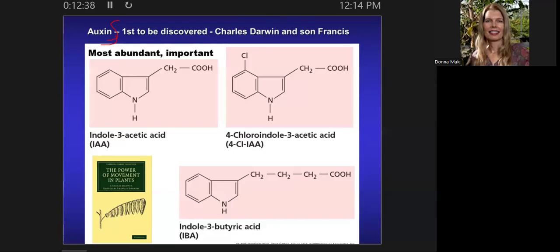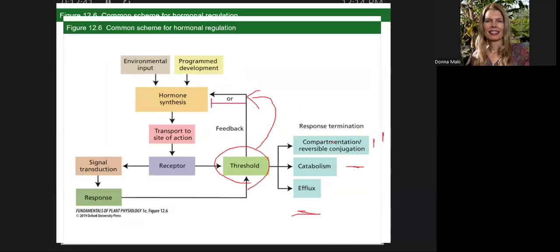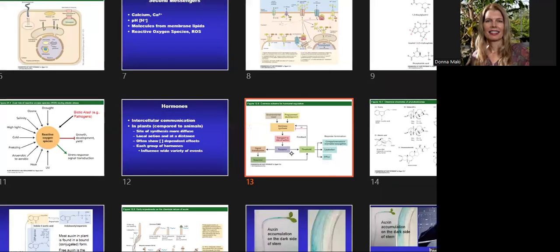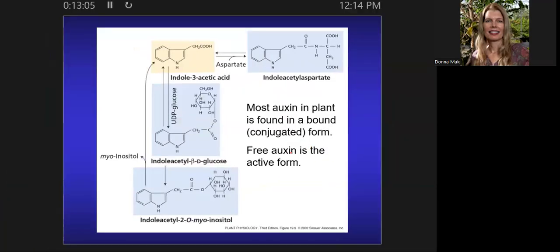So if we go back to this here, one of the ideas of quieting down the hormone and the signal transduction is this reversible conjugation. It says compartmentation slash reversible conjugation. So let's look at that idea. Reversible conjugation. This is actually quite nifty. So plants make their indole-3 acetic acid and it's all good to go, but then you need to, okay, now we need to put the brakes on.